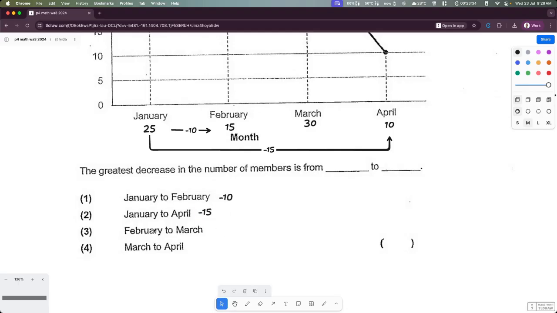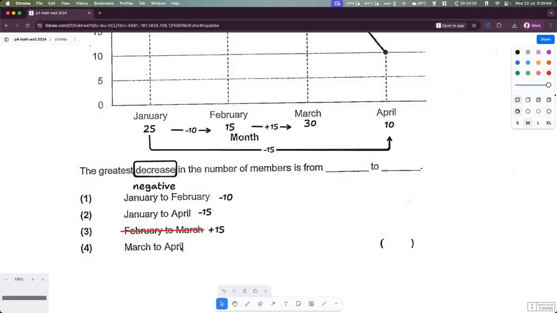All right, next one, February to March. So 15 to 30, that's not a decrease, that is an increase. Plus 15, right? 15 to 30 is 15. In a way, you can put plus here, but it's not a decrease. Decrease here means that we need to make it a minus, a negative. So for February to March, no.